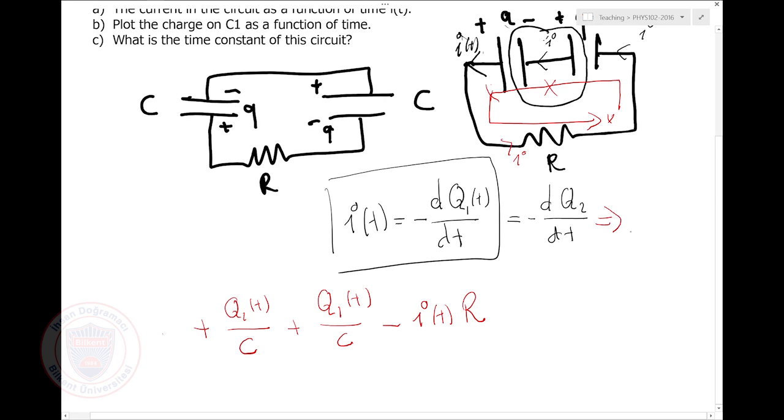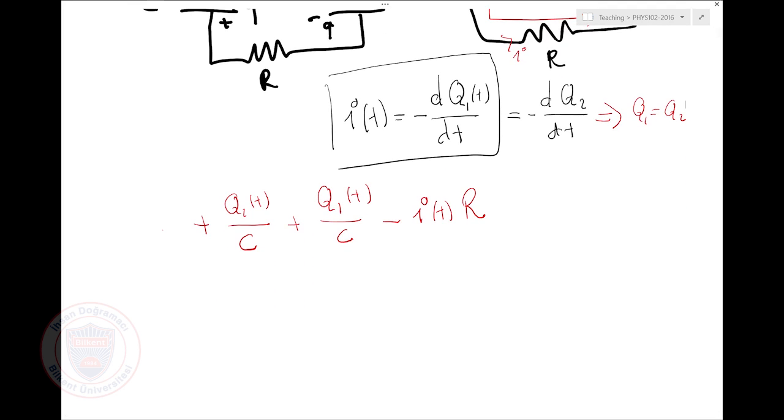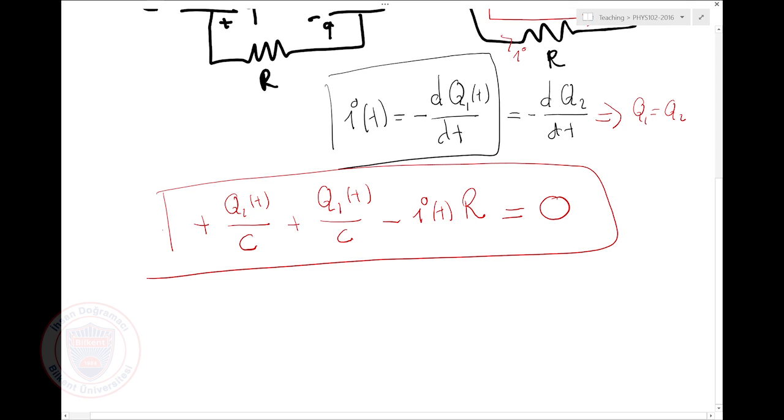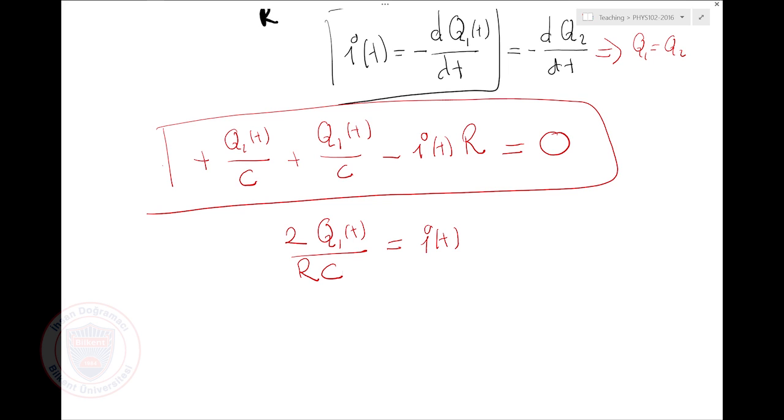But from the first equation, I can also say the initial conditions for Q1 and Q2 are the same. They are both related to current, so Q1 must be equal to Q2 at all times. Okay? So maybe I can write, okay, so this is Kirchhoff's voltage law. I'm going to write it in a different way, I'll say 2 Q1 of t divided by C is I of t times R. Is there a correction, a comment? No? But now I know what I of t is. I can replace it here.